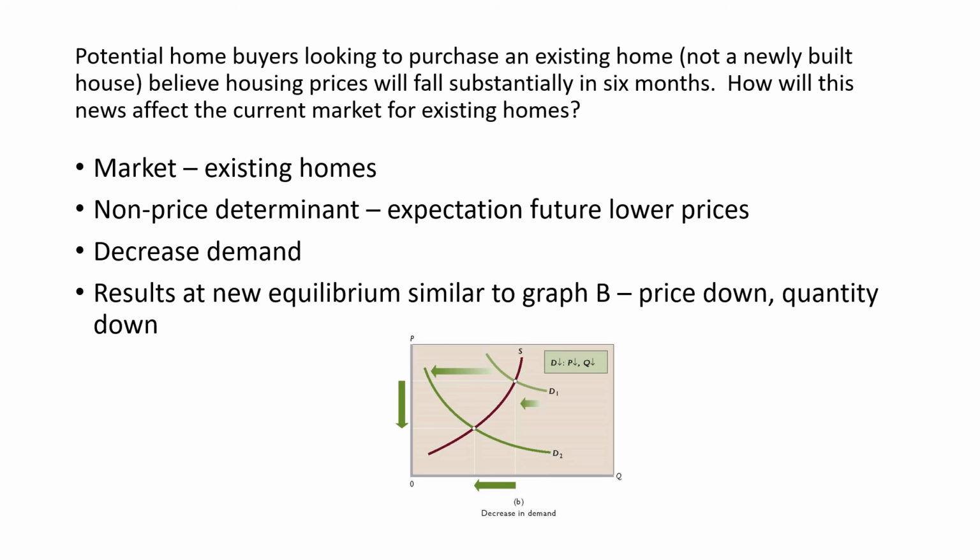So here we're looking at the current market for existing homes. Buyers expect future prices to drop. So this market scenario is going to affect what? Demand. All right, so the market is existing homes. The non-price determinant is expectations, future lower prices. That will decrease demand today, right, similar to graph B. So the results at the new equilibrium with the leftward shifted demand: price down, quantity down.